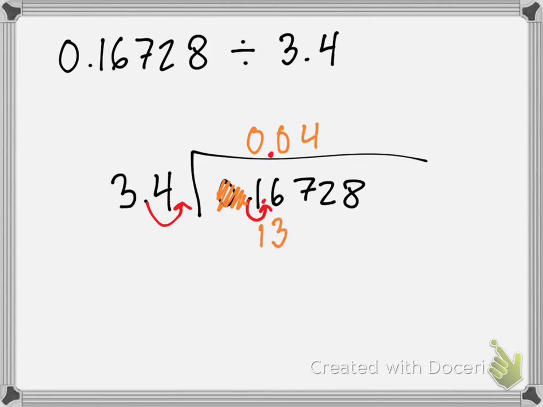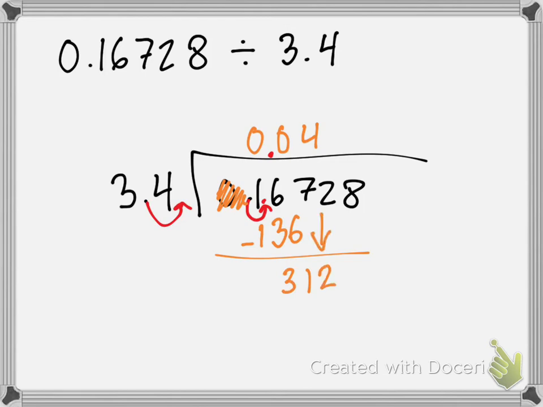That's 136. If you're having trouble, just skip count. Just add. So then we do the subtraction. 7 minus 6 is 1. 6 minus 3 is 3. 1 minus 1 is 0. Okay, we bring down our 2.